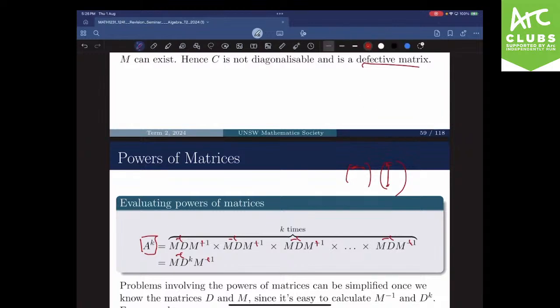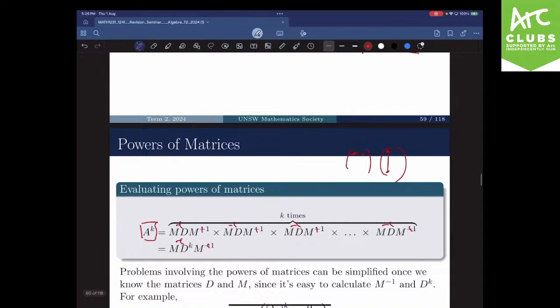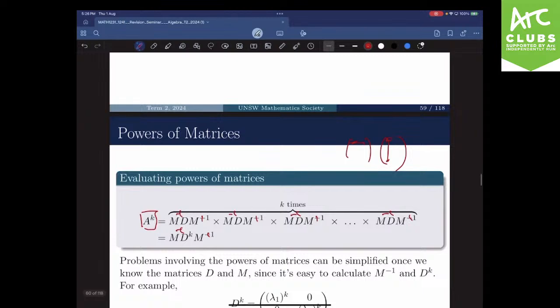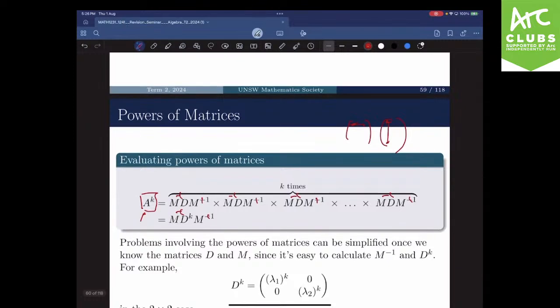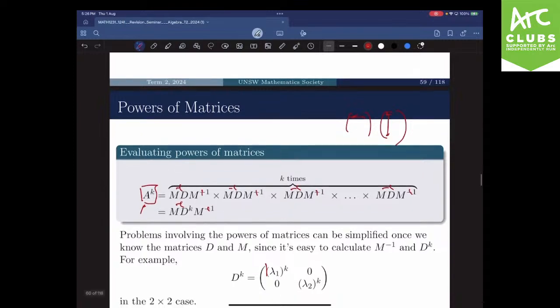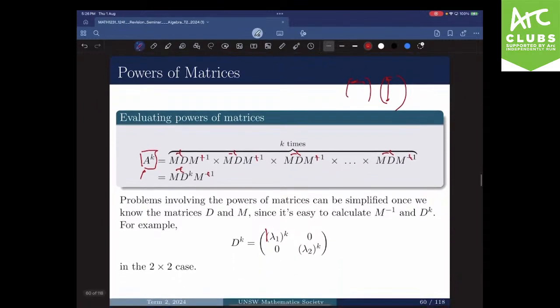So anyways, going on here, even though it's the wrong way around, the general idea remains the same, where A to the k is equal to M inverse D to the k times M. The thing about this is that powering diagonal matrices is very easy because we can just power the entries on the diagonal. So that's why we diagonalize matrices.